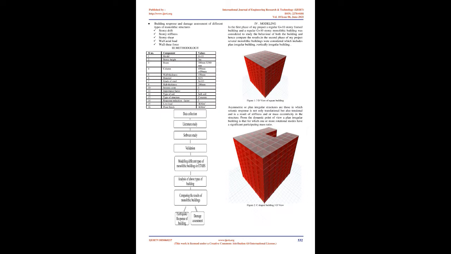International Journal of Engineering Research and Technology, IJERT, ISSN 2278-0181, Volume 10, Issue 06, June 2021. Building Response and Damage Assessment of Different Types of Monolithic Structures: Story Drift, Story Stiffness, Story Shear, Wall Axial Load, Wall Shear Force. 3. Methodology. Component, Model.